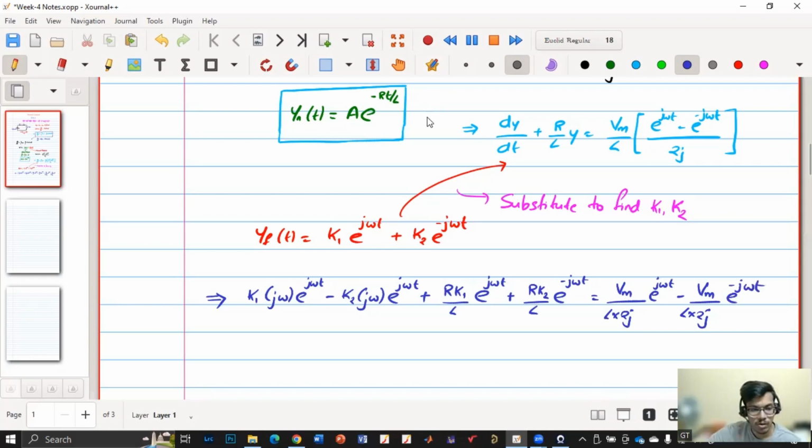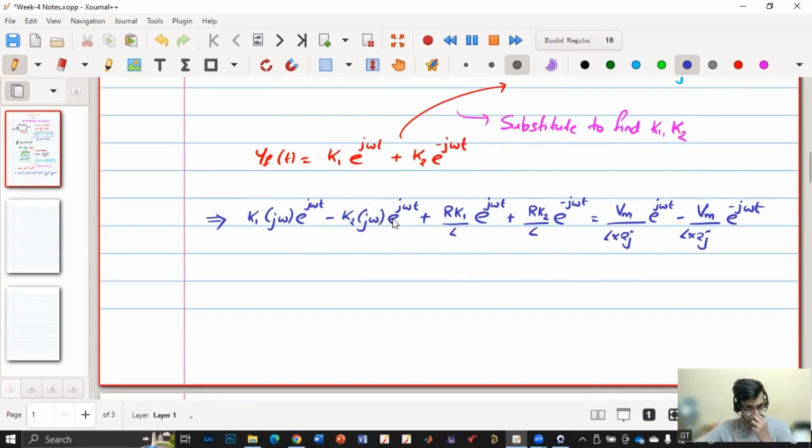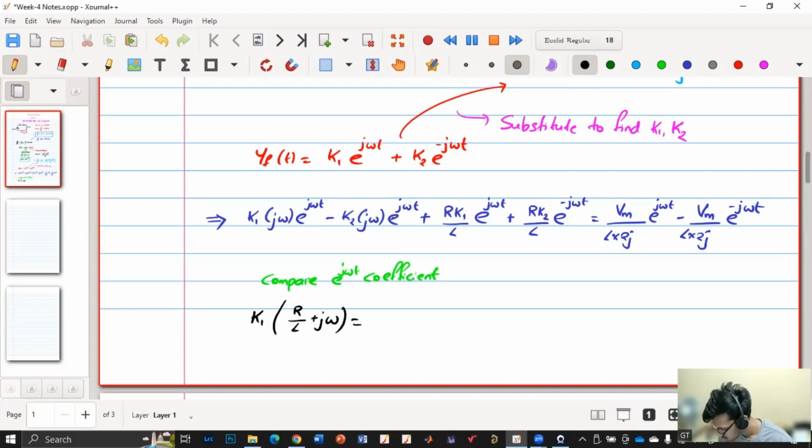So now we'll compare e to the power j omega t and e to the power minus j omega t terms on LHS as well as RHS to get k1 and k2. So here I have two equations, two unknowns. First I'll compare e to the power j omega t coefficients. If I compare, I'll be getting something like this: k1 into r by l plus j omega is equal to Vm by L times 2j. I'll be getting something like this, right?